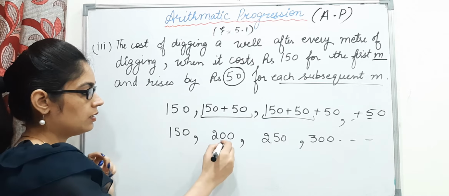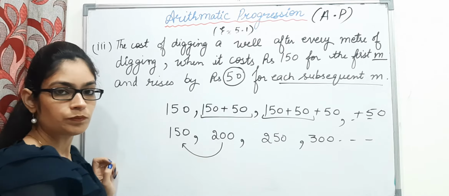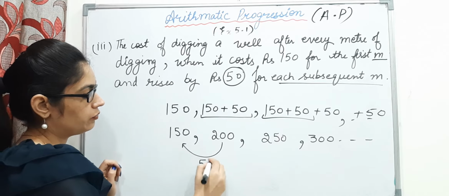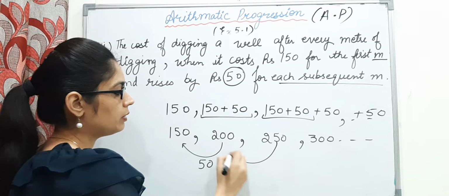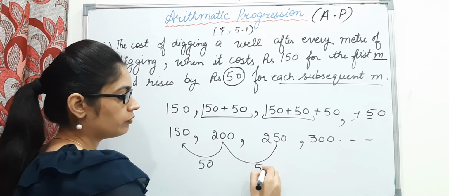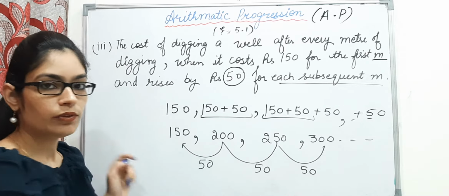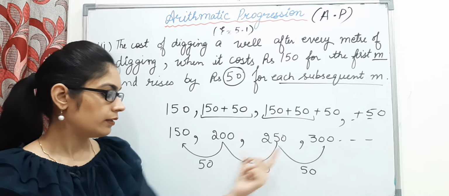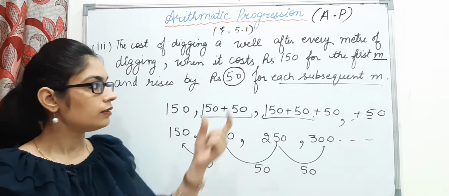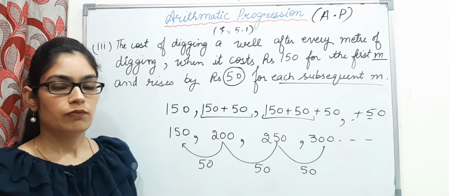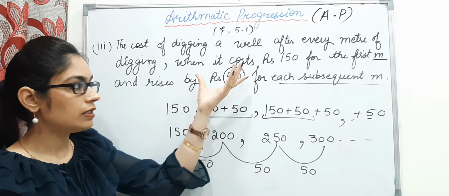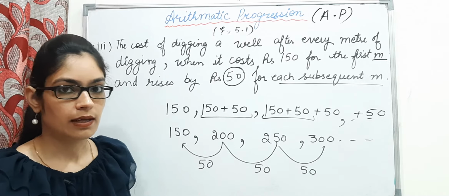Now we can check the common difference between each of the terms. So 200 minus 150, it is 50. 250 minus 200, again 50. 300 minus 250, 50. So the difference between each of the terms is 50, which means if we make a sequence of the given situation, that sequence is an AP.